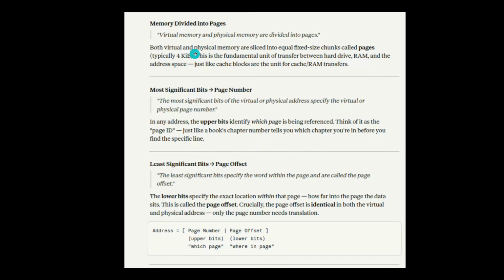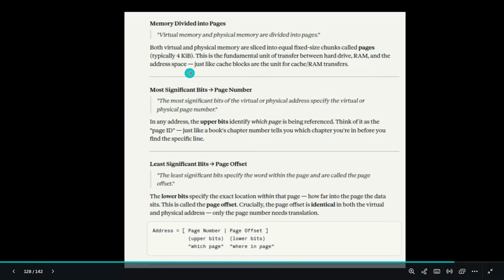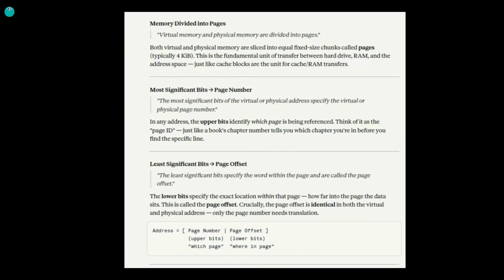First you have to understand that our virtual memory and the physical memory are divided into pages, and these pages have a page size. This is a fundamental unit of transfer between the hard drive, RAM and the address space, just like cache blocks. These pages are just like cache blocks. So the most significant bits in our virtual or physical address specify the virtual or physical page number.